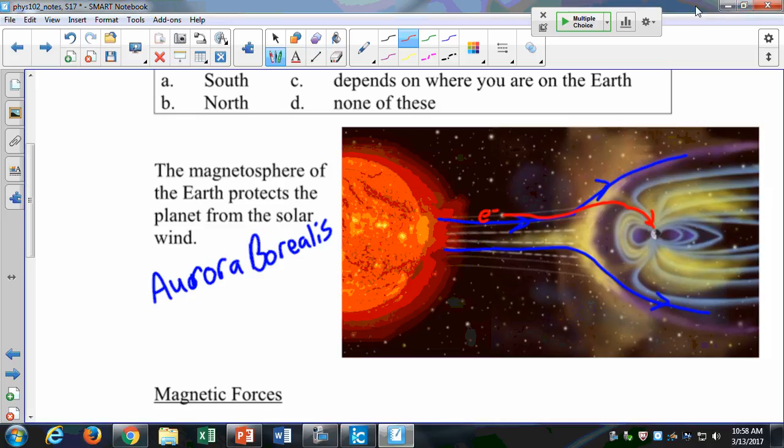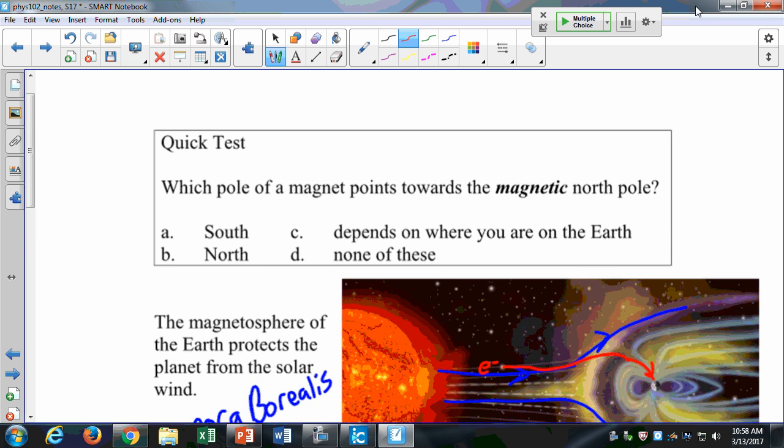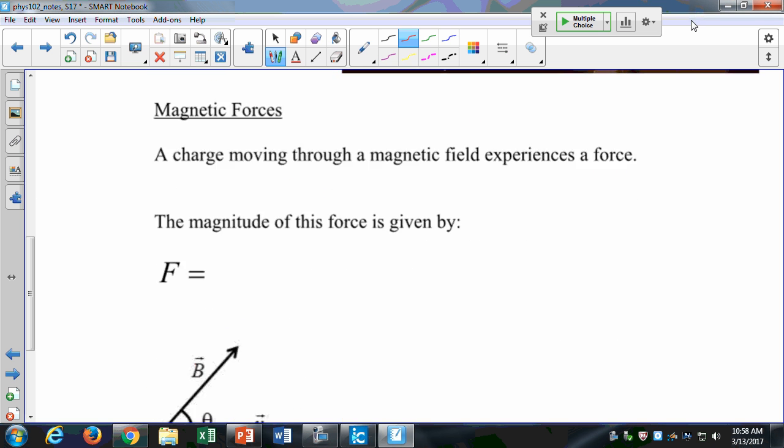As for the basic properties of magnets, you need to know like poles repel, opposites attract, know the north and south of the magnetic and geographic poles, know about these substorms and how the magnetic field of the Earth protects us from the charged particles from the solar storm. But really you're just going to see a few questions about those on the next test.